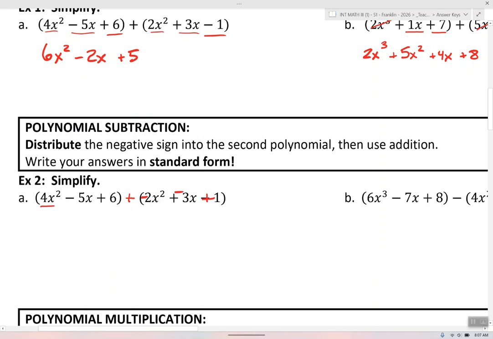Right, so 4x squared plus negative 2x squared is 2x squared. Negative 5x plus negative 3x is negative 8x. And 6 plus 1 is 7. And again, we could have subtracted, but then it's slightly more complicated, right? We would have done 4 minus 2, that's pretty easy. Negative 5 minus 3, 6 minus negative 1. This is all the same as what we did. It's just a little more straightforward if we change it to addition.